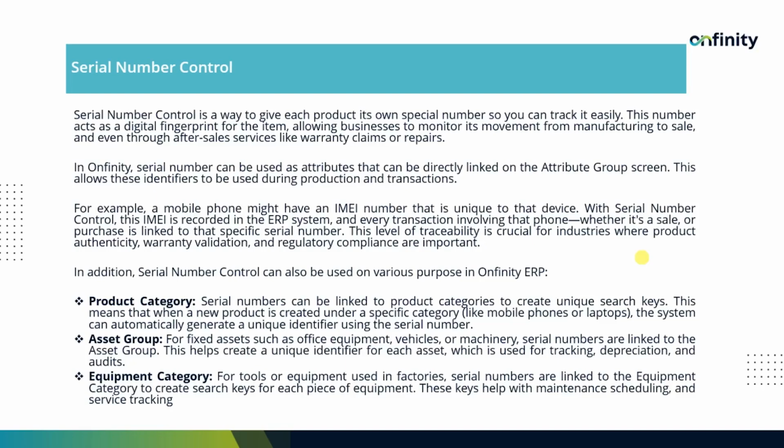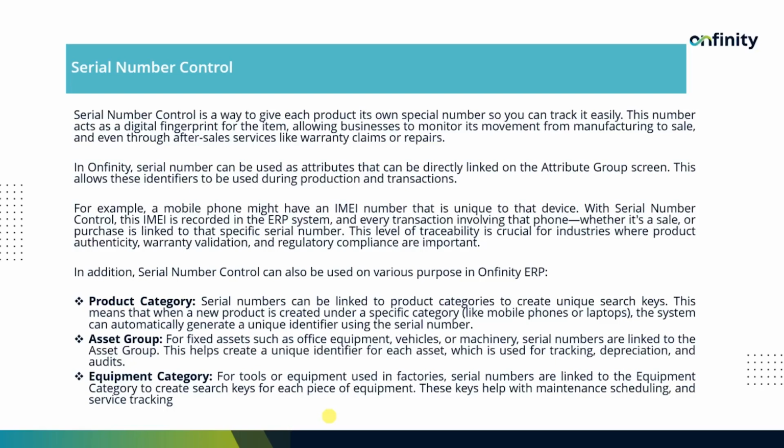In addition, serial number control can also be used for various purposes in Onfinity ERP. Product category serial numbers can be linked to a product category to create a unique search key or product code. This means that when a new product is created under a specific product category, such as mobile phones or laptops, the system can automatically generate a unique identifier using the serial number.